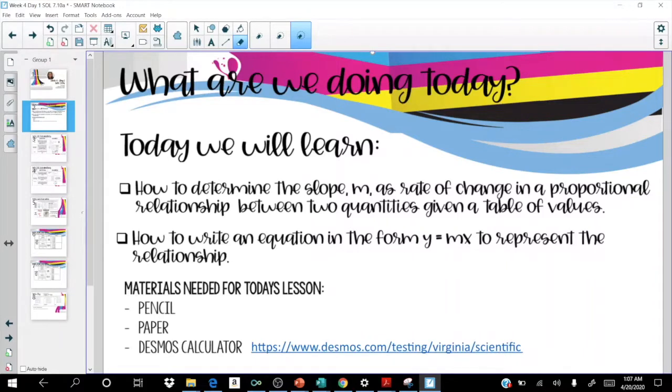The materials needed for today's lesson: you need a pencil, paper, and the Desmos calculator. This is the link that will take you to their website so you can bring the calculator up on your desktop.